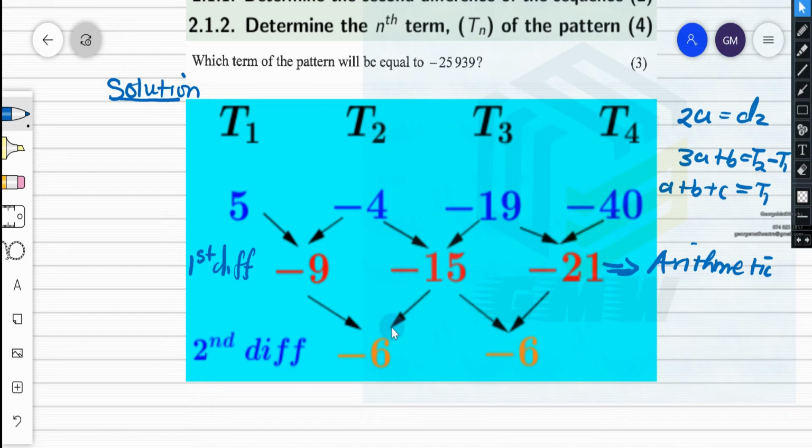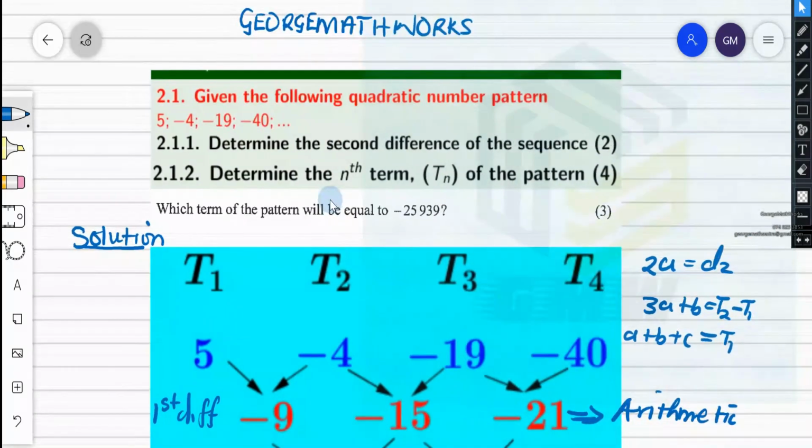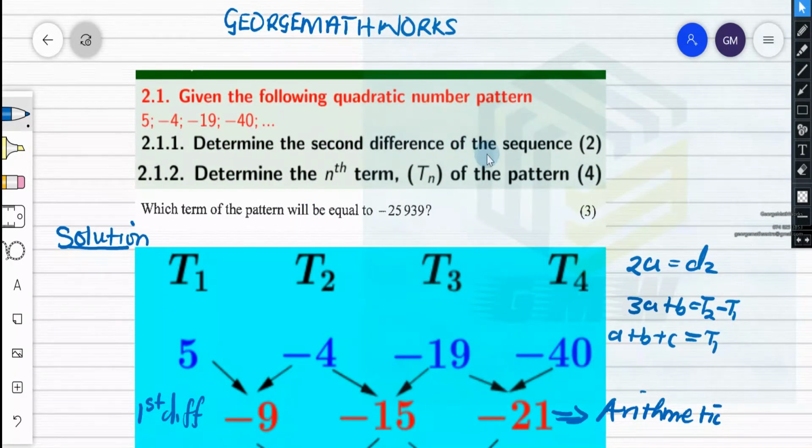So here, we have answered our question. We have found that the second difference, D2, is equal to negative 6. We have answered question number 1. Question number 1 said to determine the second difference of the sequence. So I have done that and found my answer to be negative 6.